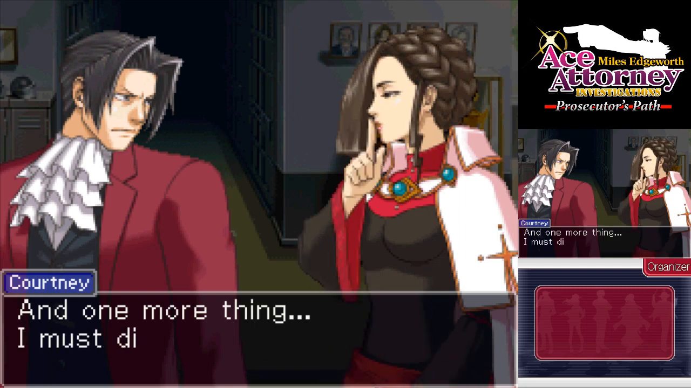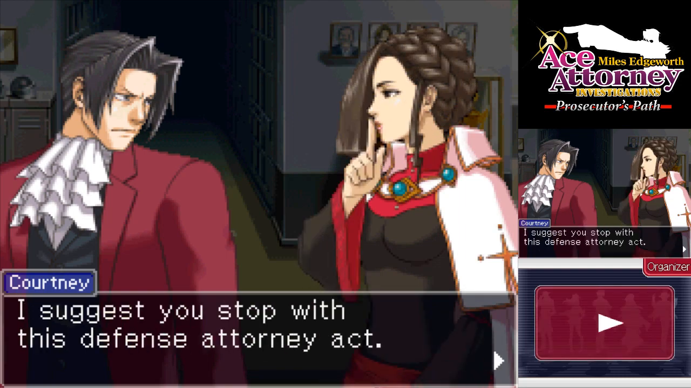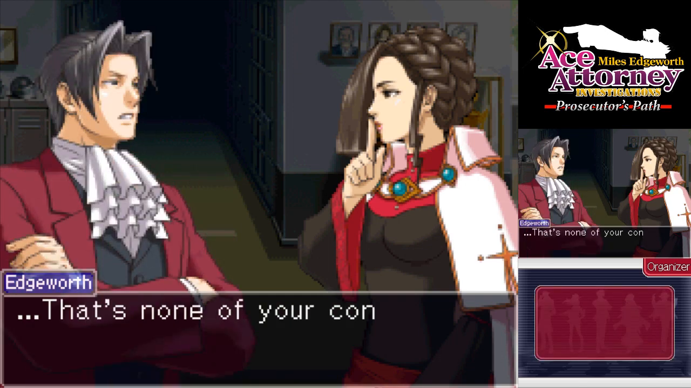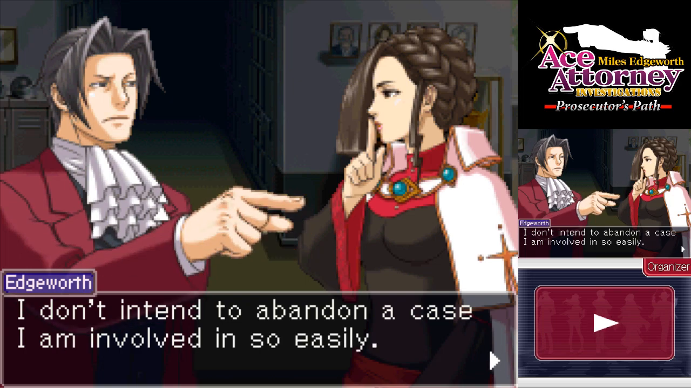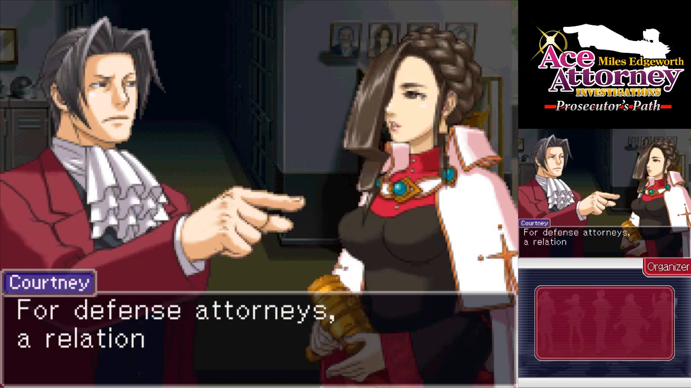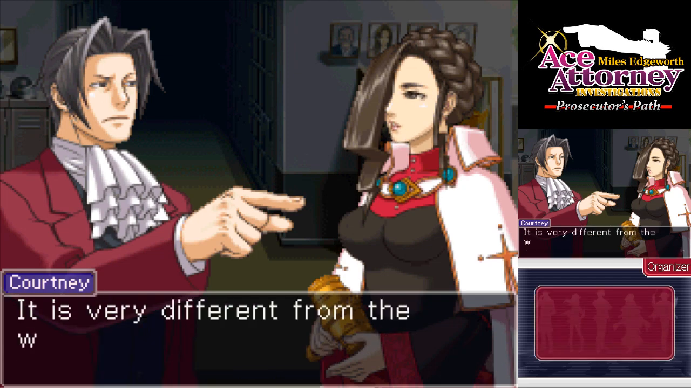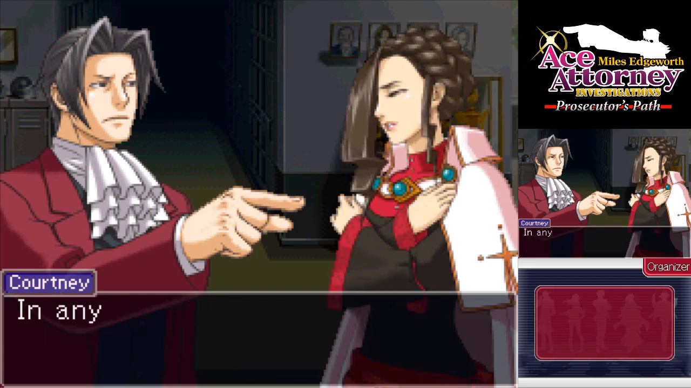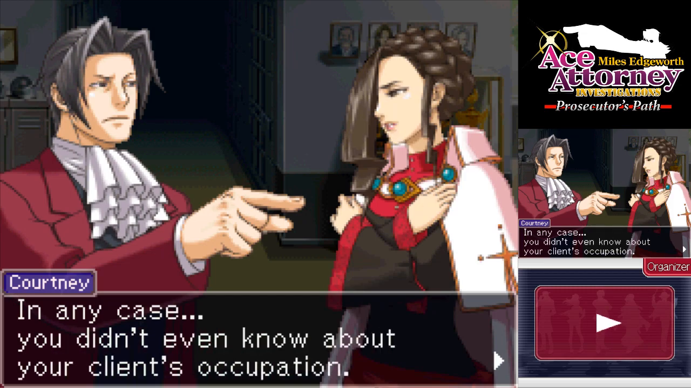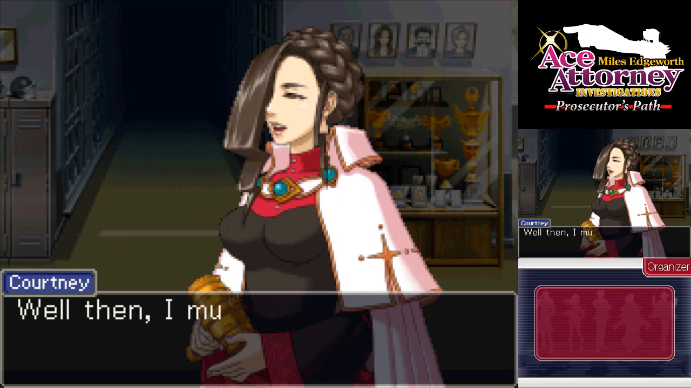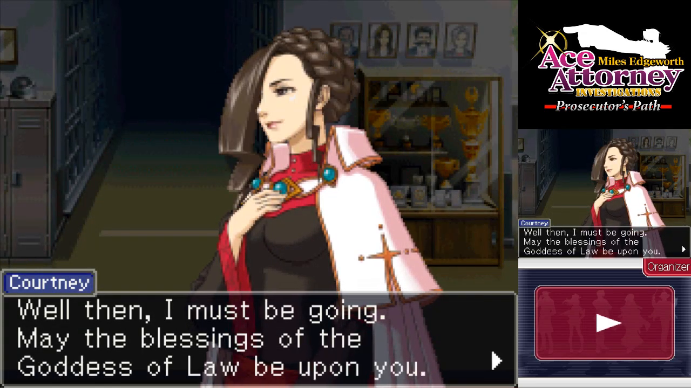And one more thing. I must digress. I suggest you stop with this Defense Attorney Act. That's none of your concern. I don't intend to abandon a case I'm involved in so easily. For defense attorneys, a relationship of mutual trust with their client is vital. It is very different from the way of the prosecutor. In any case, you didn't even know about your client's occupation. Well then, I must be going. May the blessings of the goddess of law be upon you.